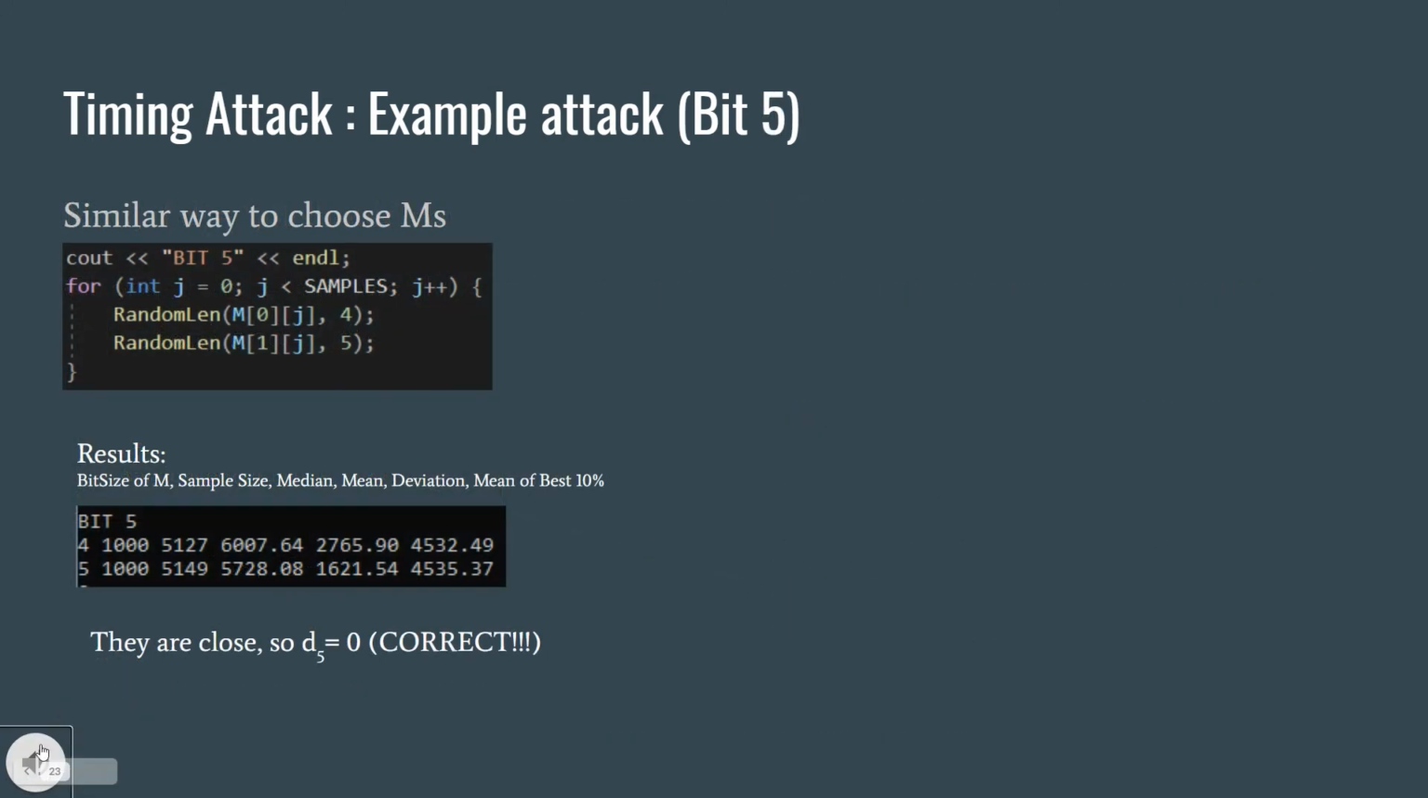Example: I take on bit 5. We choose m's in a similar way, and when we compare the results, we get close timing results, so D5 is 0, and this is correct.